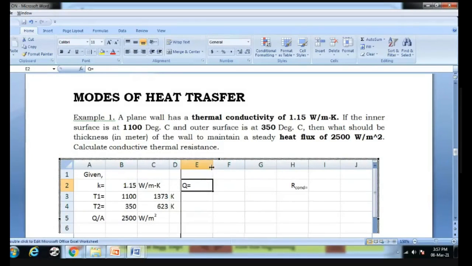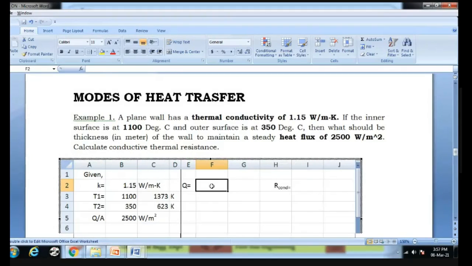Q is equal to k into A into T1 minus T2, divided by X, or dx. Anyway, you maintain X or dx. What you want to find out is the dx here, right? So what you'll do, you just send A on this side, send X on this side. So it will be Q upon A.